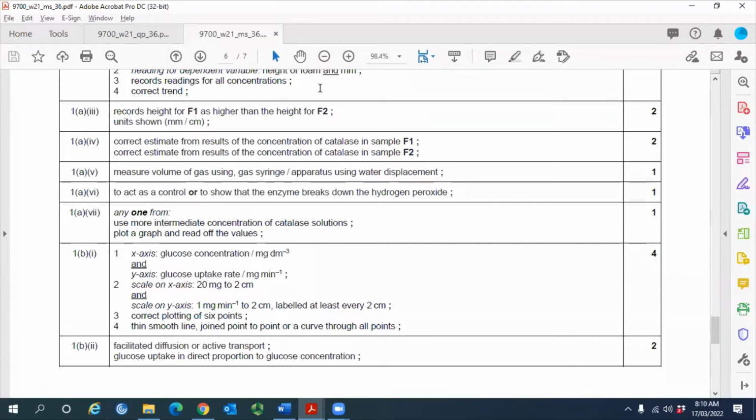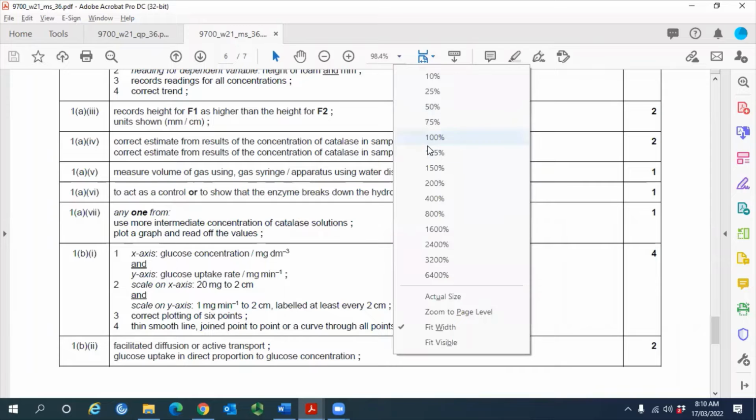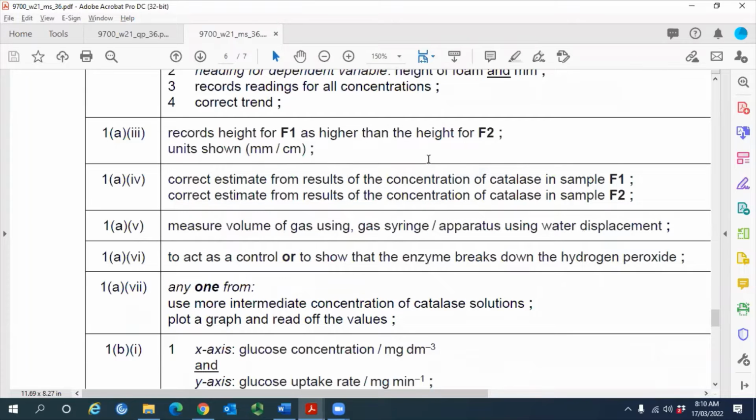Oh, this is very small. How to make it bigger? Here. Okay, so where is my table? Top here.